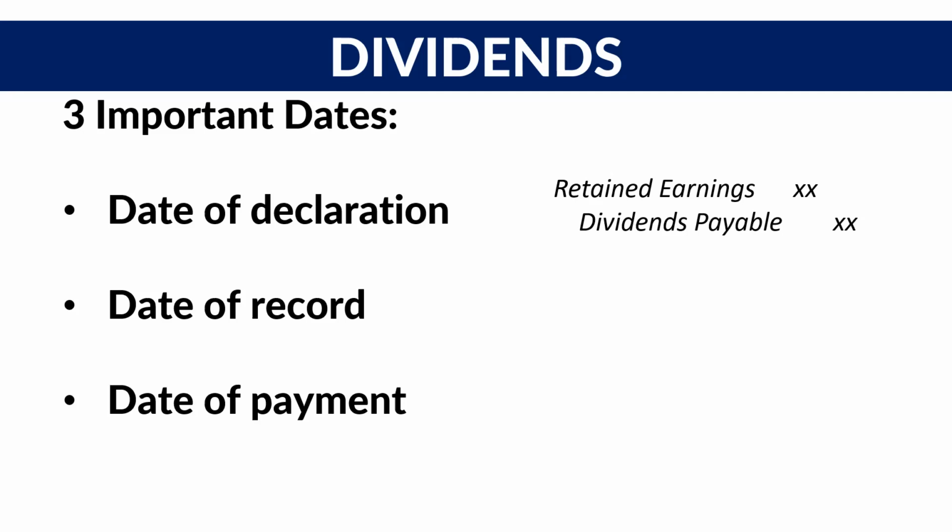Galing sa unappropriated na retained earnings. And then credit tayo ng dividends payable. Okay? Next is the date of record. So sa date of record, wala tayong journal entry na gagawin.